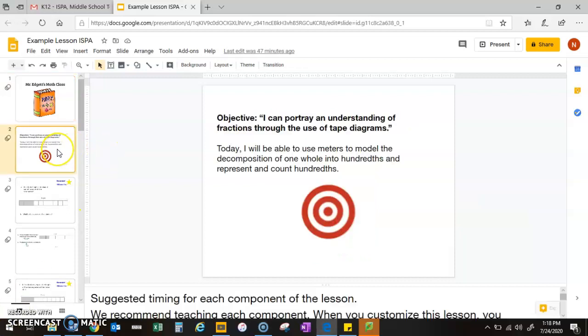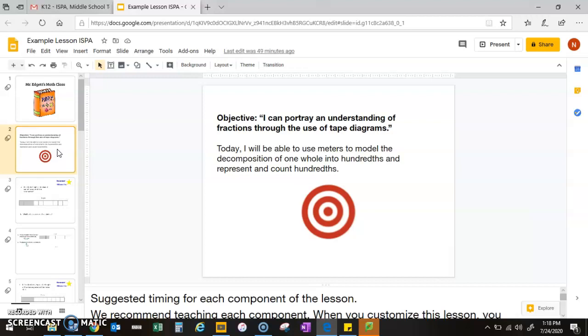I would always start the day with the objective, the I can statement for the day. I can portray an understanding of fractions through the use of tape diagrams. To give you a little bit of background knowledge, students would have utilized tape diagrams a lot by this point. I believe this was Module 6, much later on in the year. Students would have learned about fractions. They would learn about decimals. So we're taking prior knowledge and we're actually decomposing these fractions. We're going to show equivalent fractions and we're going to show their equivalent decimal form.